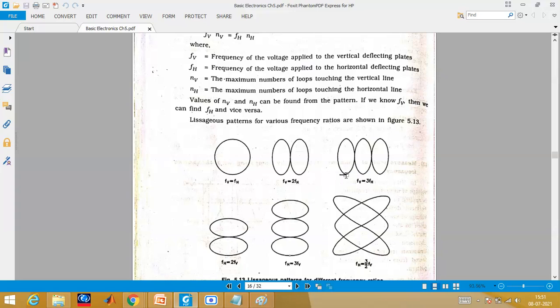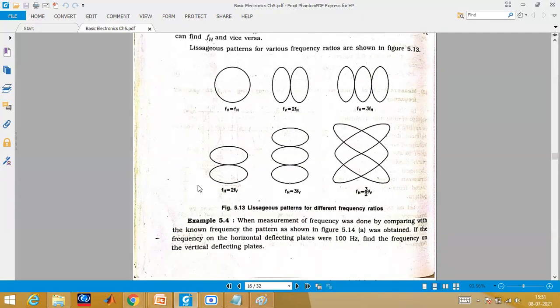Similarly, here if you draw a line, how many times is it touching the x-axis? This particular loop diagram is touching 3 points, 3 times. So this will become 1, 2, 3 on the horizontal plane. You just draw a line. If you draw a line on this side, only one time it is touching. So NV is equal to 1 and NH is equal to 3. So the formula that you will get is FV is equal to 3 times FH.